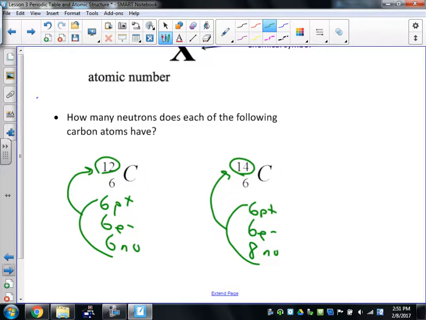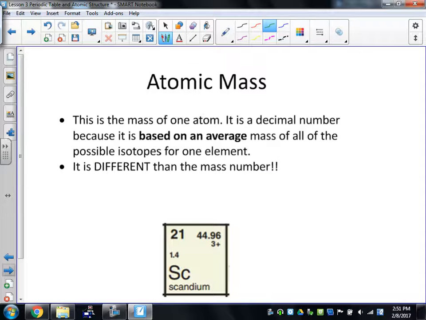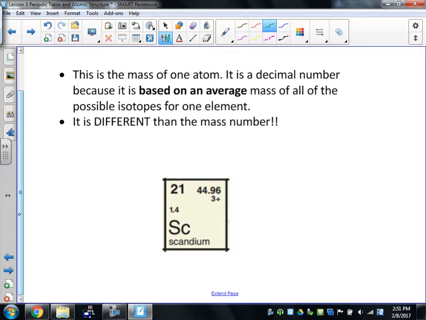Okay? So, all right. Atomic mass. This is the mass of one atom. It is the decimal number based on an average mass of all the possible isotopes. It is different than the mass number. So, what they're saying here is basically this is the average mass of all the different isotopes, okay?